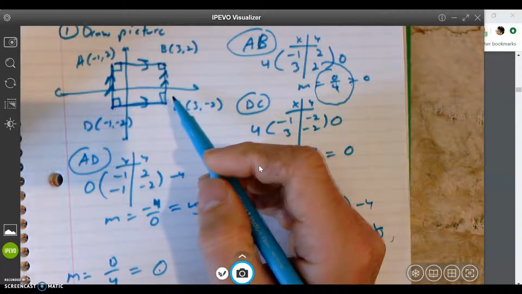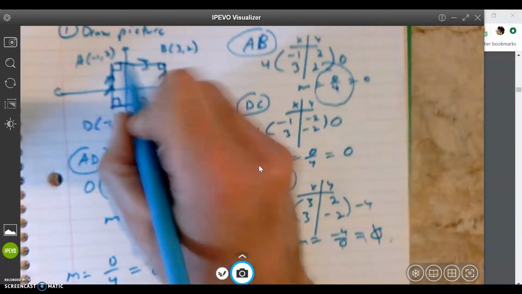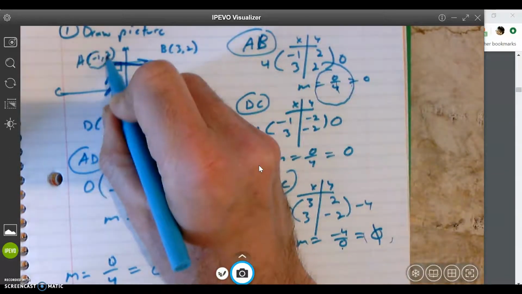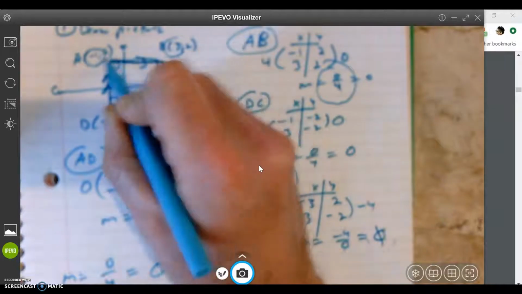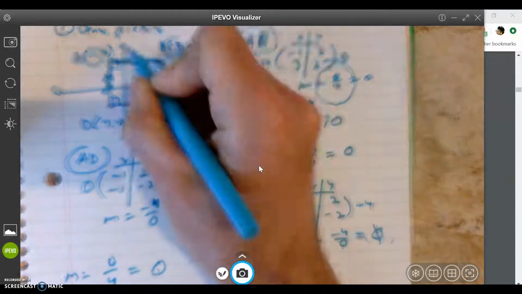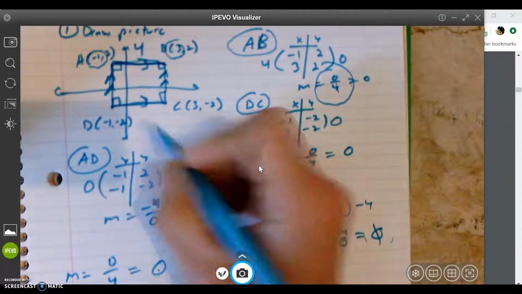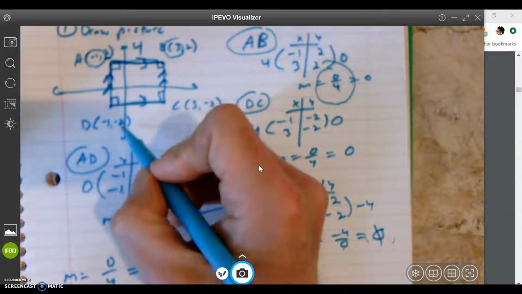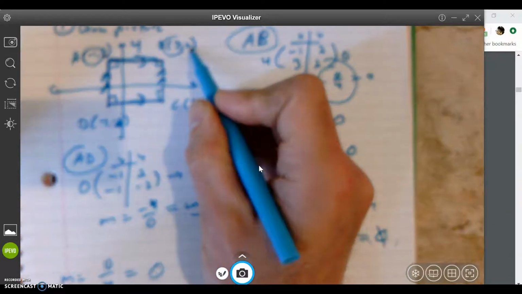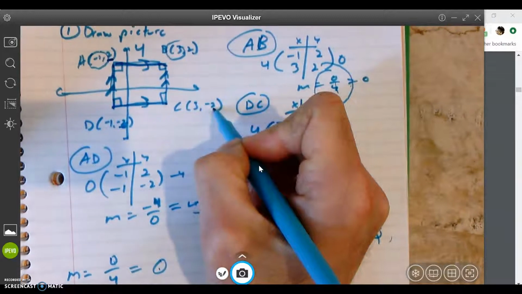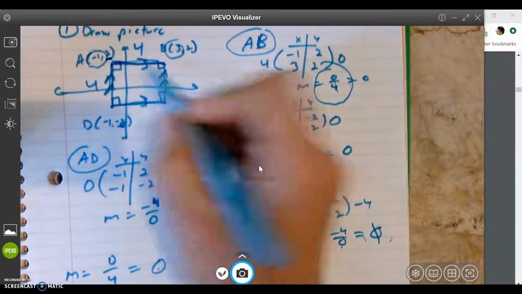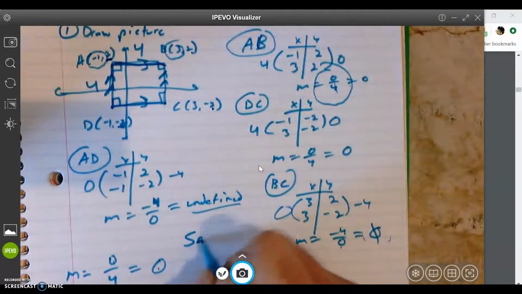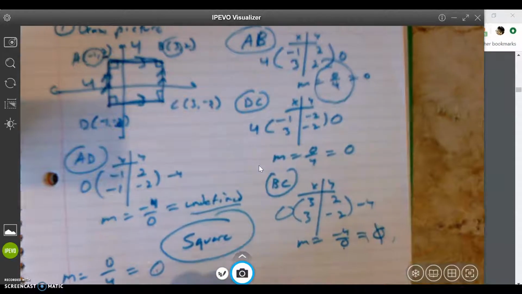I don't know. Let's see. We've got to find the distance. So this distance here is what? Oh, that's the x's, right? That's -1 and 3 because the y's don't change. So -1 and 3, the distance there is, boom, 4. Let's see what this distance here is. This is the y distance. So this goes from 2 to -2. 2 to -2. So that's going to be, what? Yeah, 4. So 4 and 4, so that means that all the sides are congruent. So this is a square. Boom. This is a square.